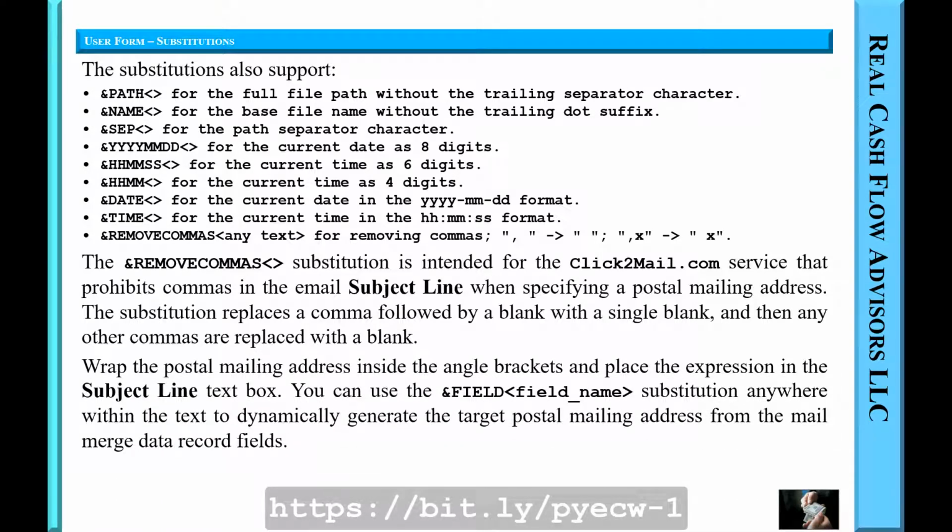Wrap the postal mailing address inside the angle brackets and place the expression in the subject line text box. You can use the ampersand field substitution anywhere within the text to dynamically generate the target postal mailing address from the mail merge data record fields.